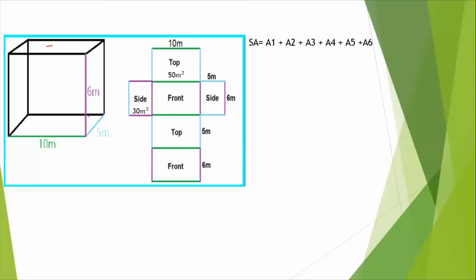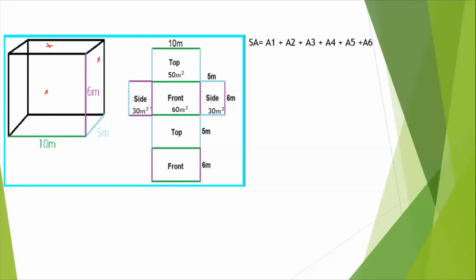How about the front? So we're done with this one. Let's put an X. For our front part, we have the width, which is 10, and the height or the length is 6. So 10 times 6, this one is 60 meters squared. For the other side, still the same, 5 times 6 is 30 meters squared.